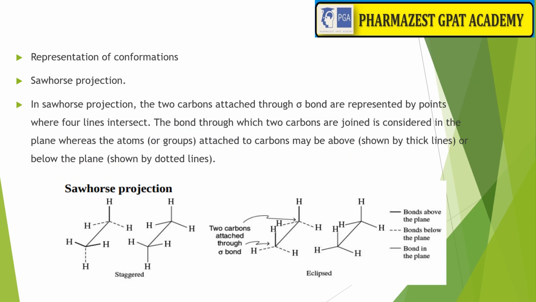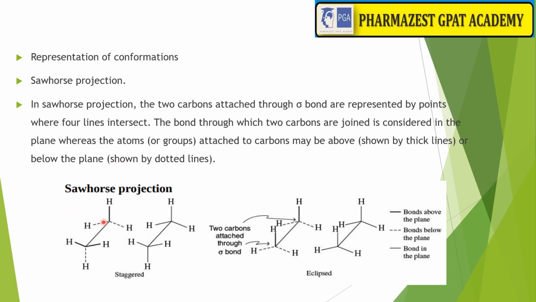Next, coming to representation of conformations. How are these conformations, that is staggered and eclipsed, represented? Sawhorse projection. In the Sawhorse projection, the two carbon atoms attached by a sigma bond are represented by points where four lines intersect. The bond through which the two carbon atoms are joined is considered in the plane, while the atoms attached to the carbon may be above or below.